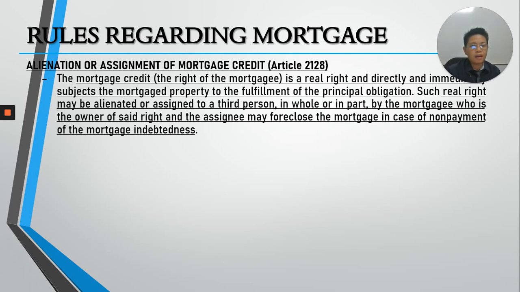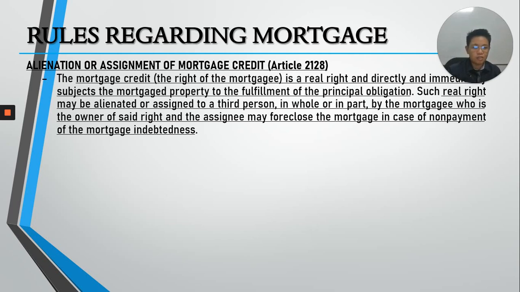So it will be subjected to the fulfillment of the principal obligation, and this right may be alienated or assigned to a third person. So, the mortgagee may assign yung right niya to a third person. Di ba yung credit na assign? Di yung mortgage credit na assign din ng creditor yan sa ibang tao.